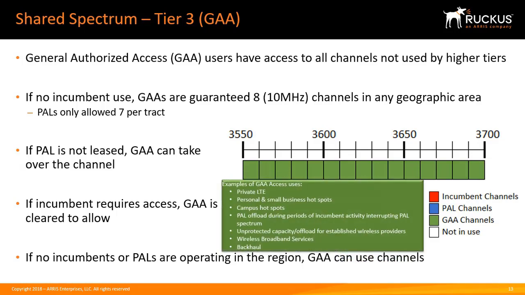Some examples of general authorized access uses include private LTE, personal and small business hotspots, campus hotspots, PAL offload during periods of incumbent activity interrupting PAL spectrum, unprotected capacity or offload for established wireless providers, wireless broadband services, and backhaul. While GAA operation does not require a costly license, GAA operators must coordinate their use of the spectrum through the dynamic spectrum sharing system. We'll be discussing that next.